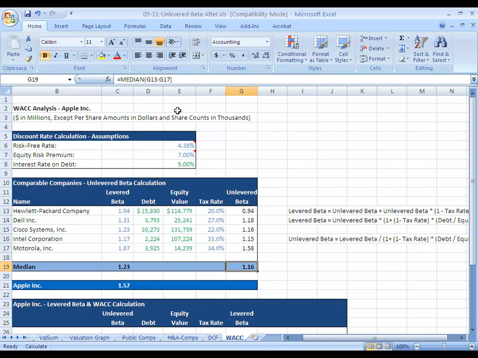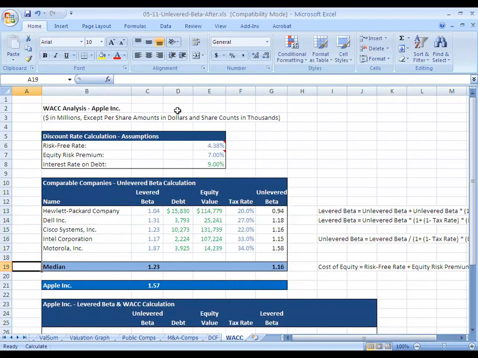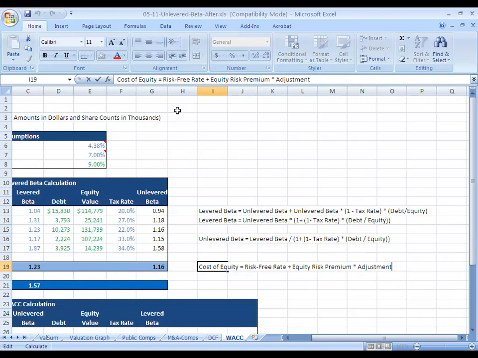So what this now gives us is, going back to the cost of equity formula, we want the risk-free rate plus equity risk premium times adjustment. We are now close to getting this adjustment factor right here because we've seen on average what the adjustment should be for the comparable companies. What we need to do next is take this adjustment factor of the 1.16 and apply it to Apple. So apply it to Apple's own capital structure, and then we'll be done and we'll have the adjustment factor, the beta number here, that we're going to use in our calculation for cost of equity.